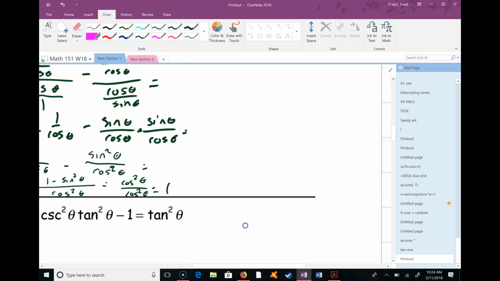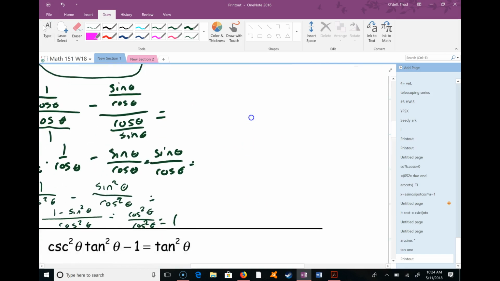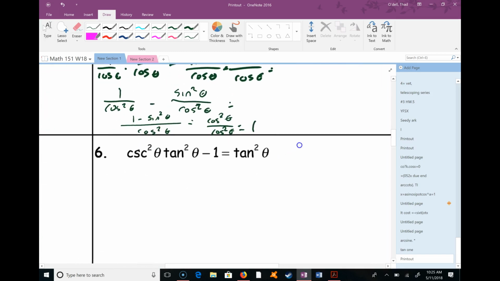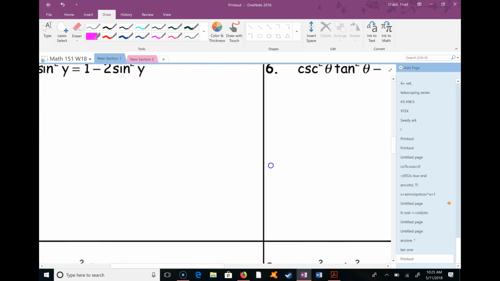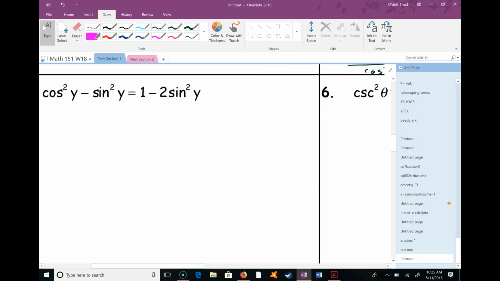And I think that's where we started, wasn't it? Yep, there we go. So you can see we just worked with one side until it became equal to the other. Okay? Let's try another one here.